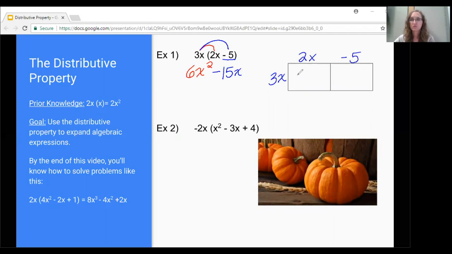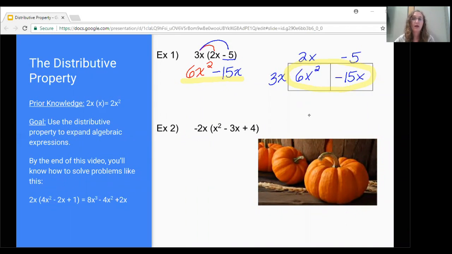So again, 3 times 2 is 6, x times x is x squared. And then 3 times negative 5 is negative 15. And then there's also that x there. So then our final answer is right there in the box, 6x squared minus 15x. That's the same thing that we got doing it the other way. So you can take your pick, doesn't really matter which way.